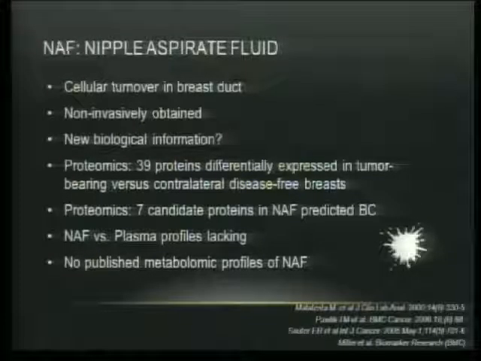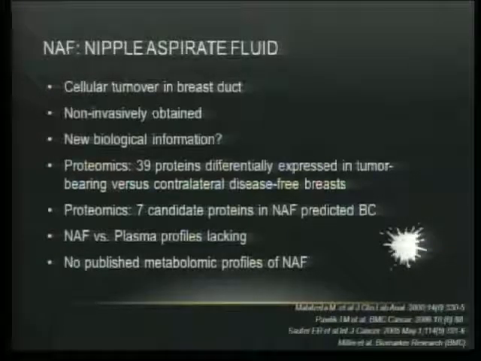So NAF is nipple aspirate fluid, and the epithelial lining of the duct is constantly turning over, and so there's a lot of protein and metabolites in there. NAF is non-invasively obtained, and because it's obtained from the breast, it may contain biological information that is unique to it, and that can't be found in plasma.